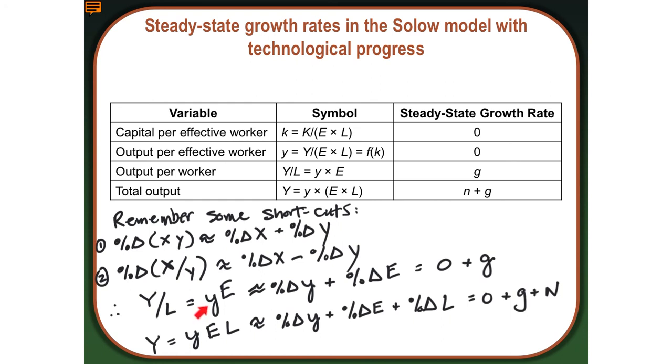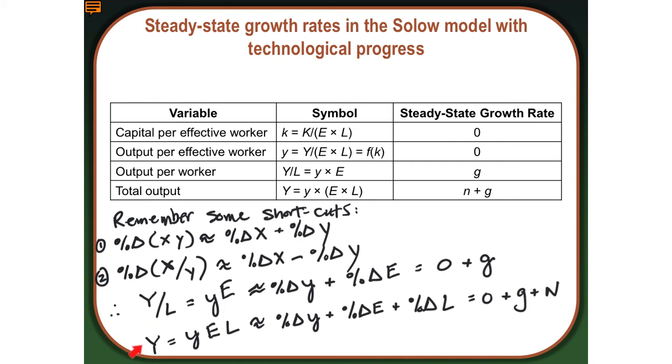This is equal to output per effective worker times E. By this shortcut, it's approximately equal to the percentage change in output per effective worker plus the percentage change in E. In steady state, we know that output per effective worker is not growing, so that's 0. And by definition, E is growing at rate G. So in steady state, we actually have growth in output per worker, GDP per capita. The standard of living is increasing at rate G. Each period, we are increasing the amount of stuff per person that the economy is producing.